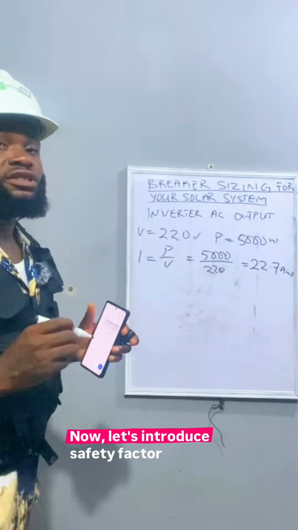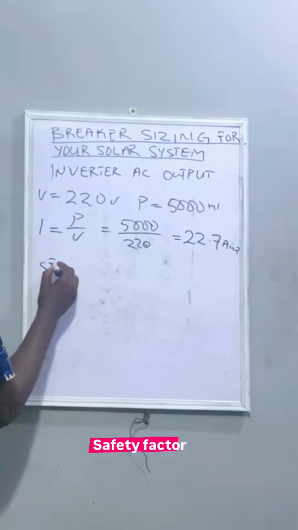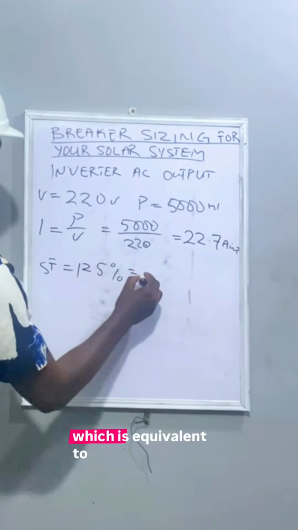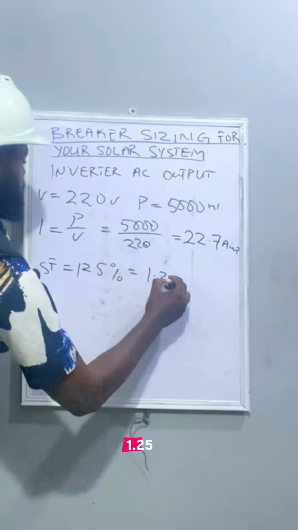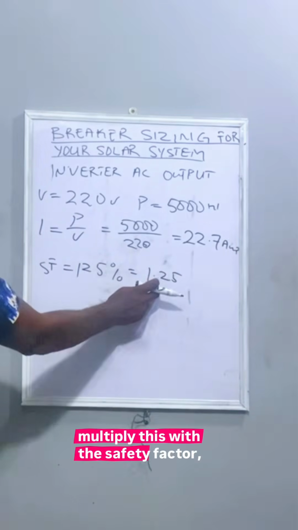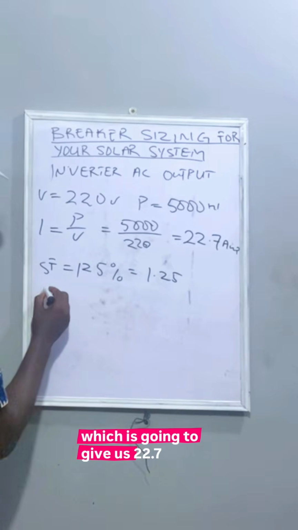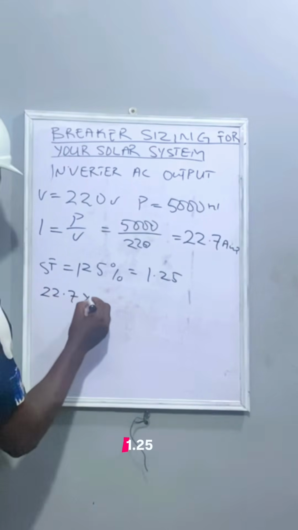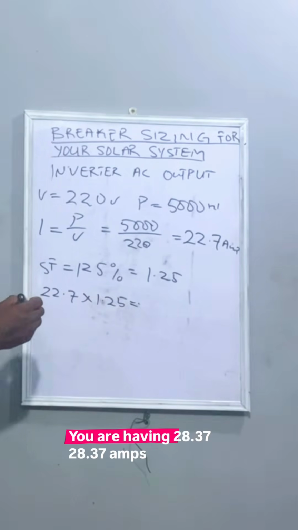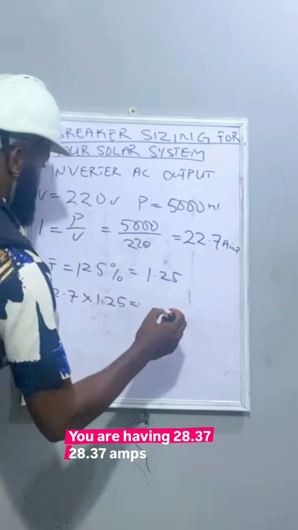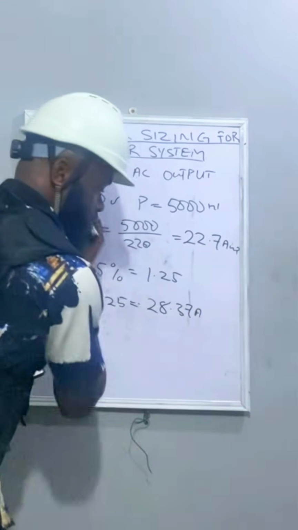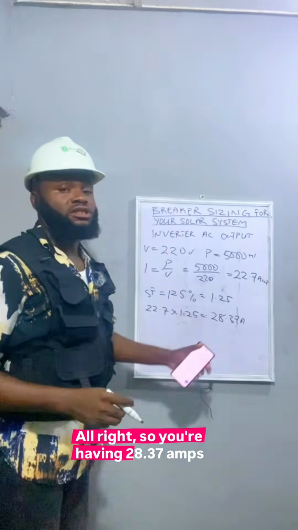Now, let's introduce the safety factor. Our safety factor is 125%, which is equivalent to 1.25. All we have to do is multiply this with the safety factor, which is going to give us 22.7 times 1.25. We are having 28.37 amps.